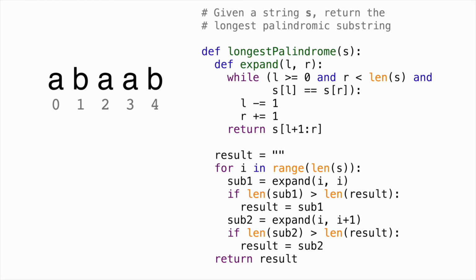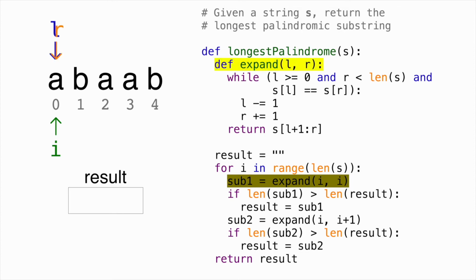For now, let's create a variable that will hold our final answer and call it result, and we'll initialize it to the empty string. Then, we'll start the loop to check every center using the variable i. So now let's call the expand function and pass in the i variable twice, meaning that both the left and right indices in expand will start at the same index, 0.